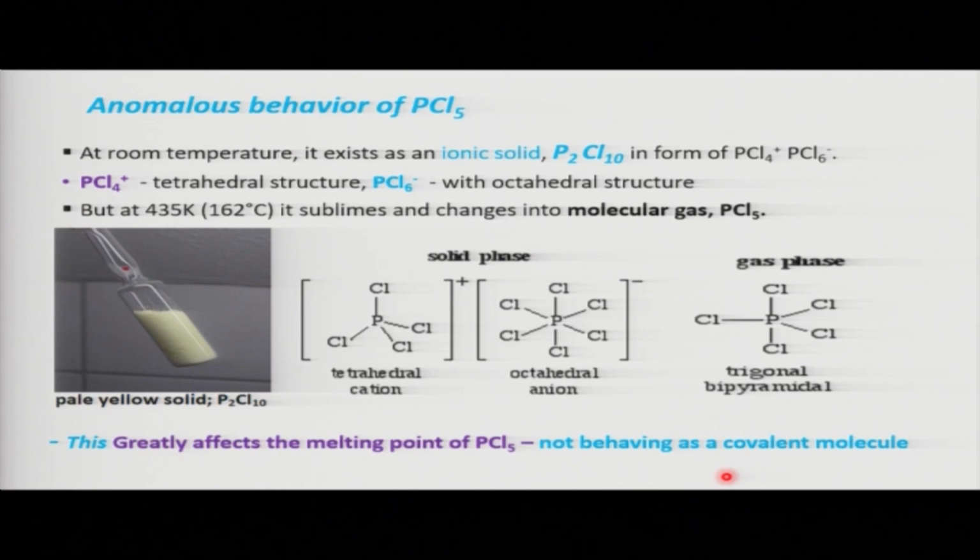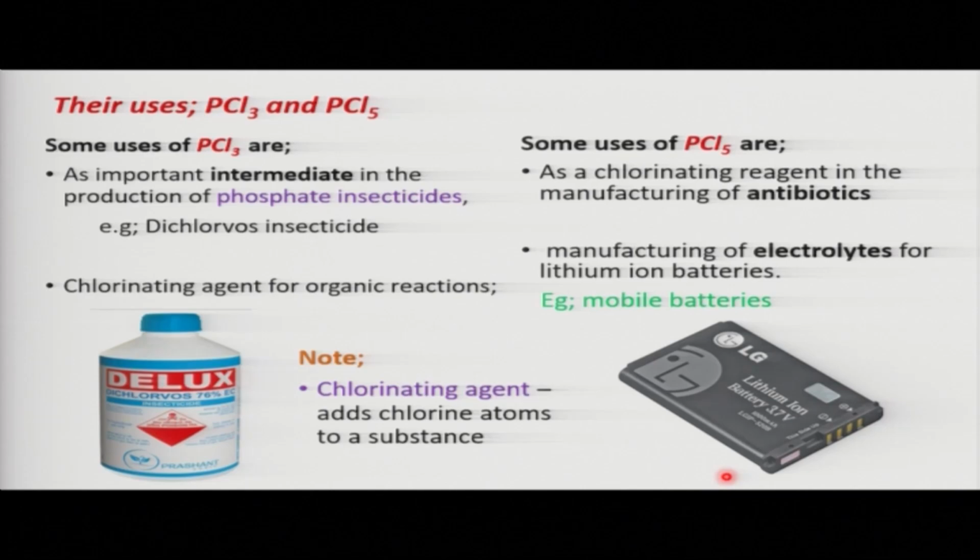That is why I needed to bring in, and as I conclude, they are also useful. PCl5 and PCl3, they are useful. One as chlorinating agents. They add chlorine to a substance, and they are used to make batteries, like the mobile phone batteries. You see this LG battery. And they are also used to make antibiotics, that is for PCl5, and even to make insecticides, that is for PCl3.